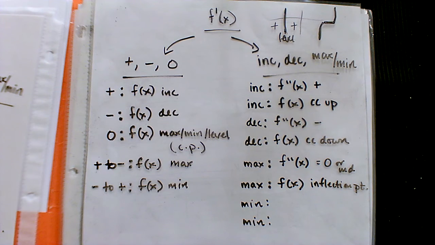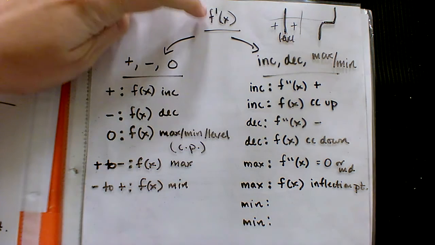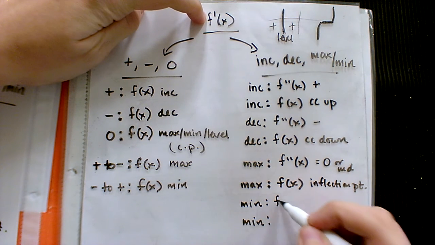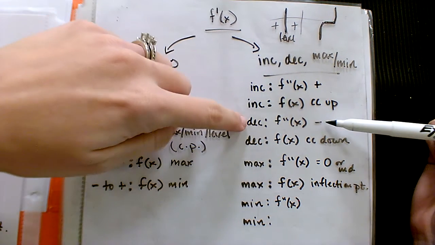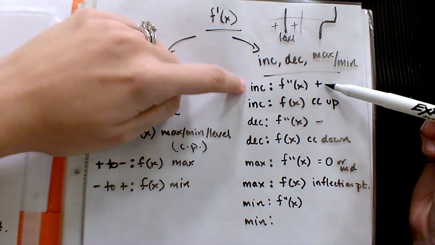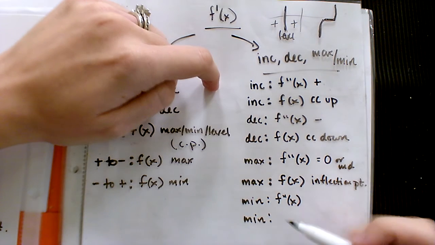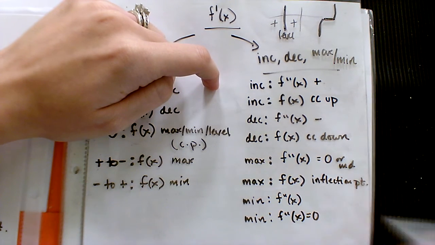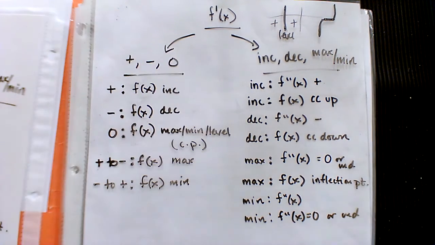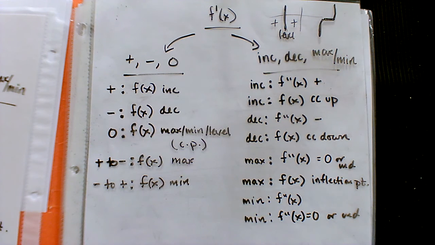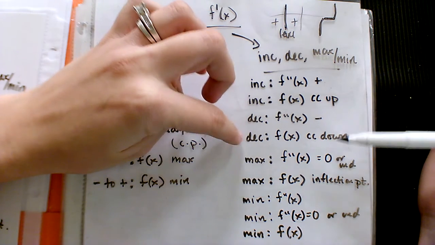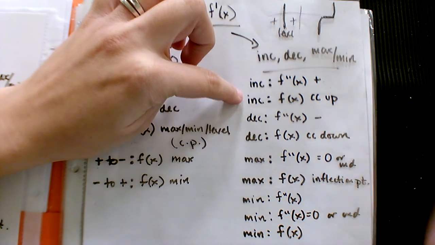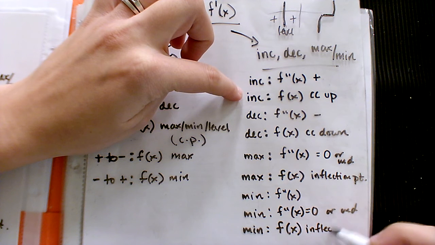And last but not least, minimums. If the first derivative has a min, the second derivative is changing negative to positive. So that means you must cross 0 or you're undefined, like maybe you have that jump. If we check the original function, that would change concave down to concave up. So that would be another inflection point.